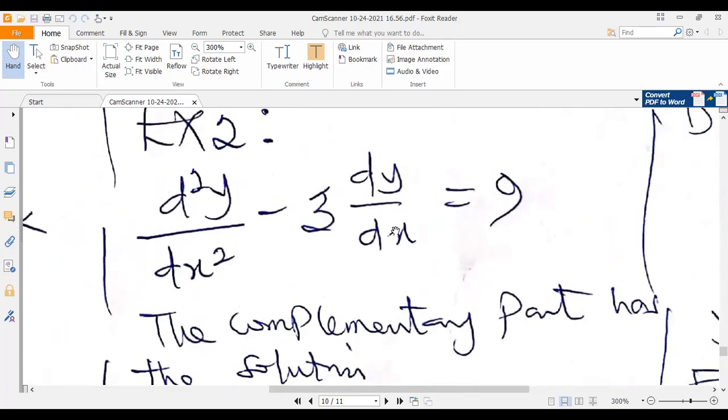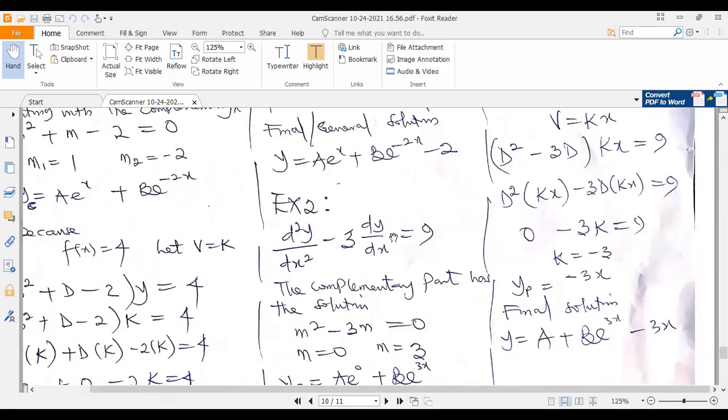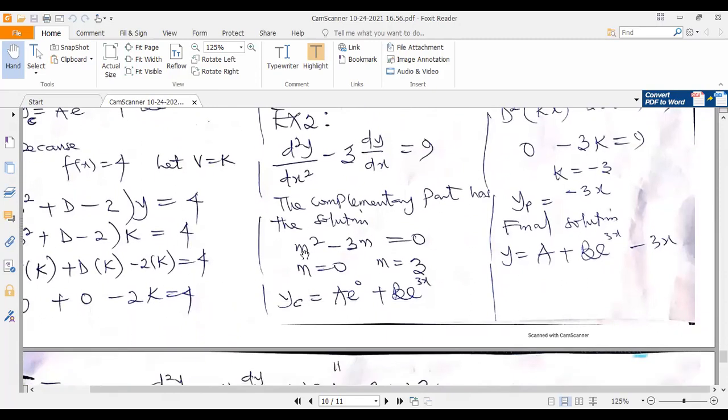This is another case. Let us assume our solution. Let's return everything back. Then what we have as the auxiliary equation will be m squared minus 3m is equal to 0. In this case, you know that m is 0 and m is equal to 3.